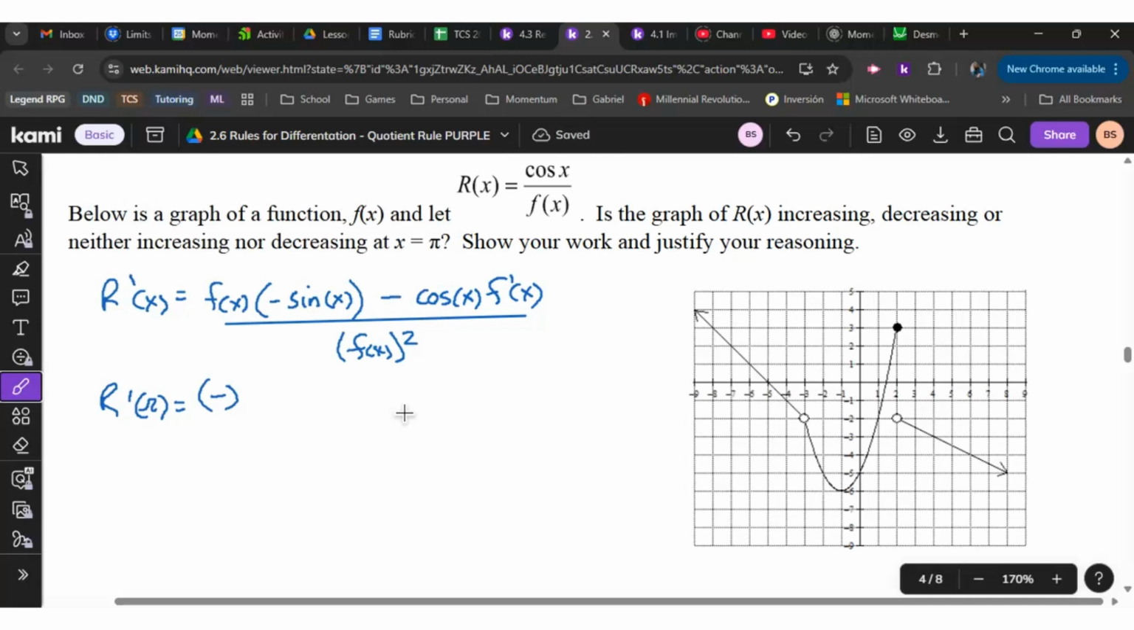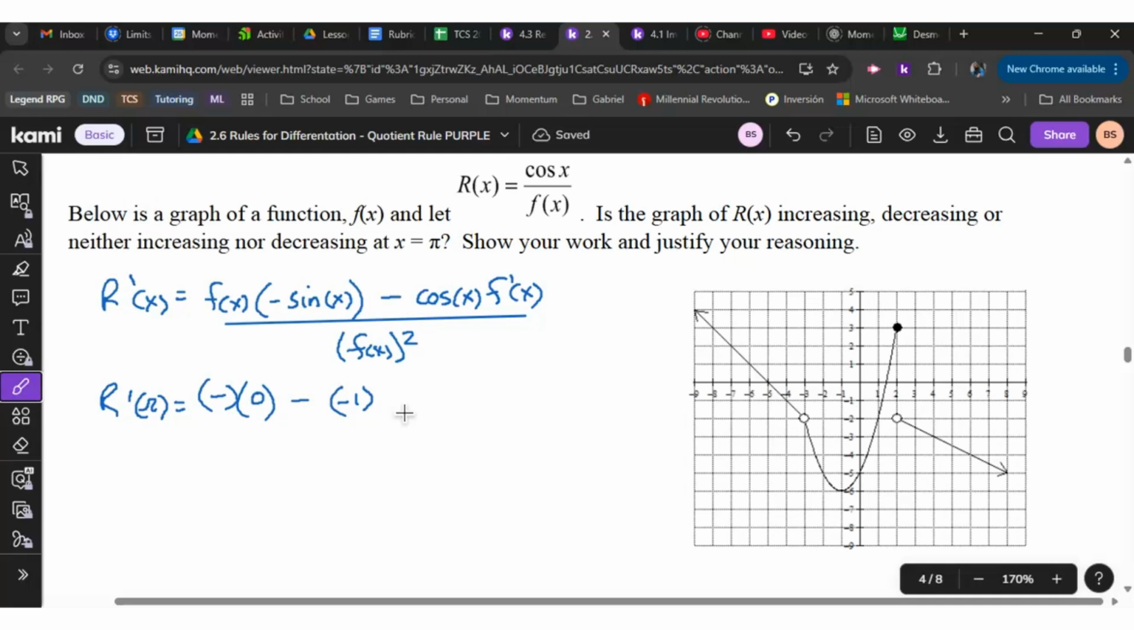Now, what is sine of pi? We did this. 0. So negative 0 is just 0. So this is 0. Minus cosine of pi. What's that one? Not 1, but on the other side, it's negative 1. And then I need f prime of pi.